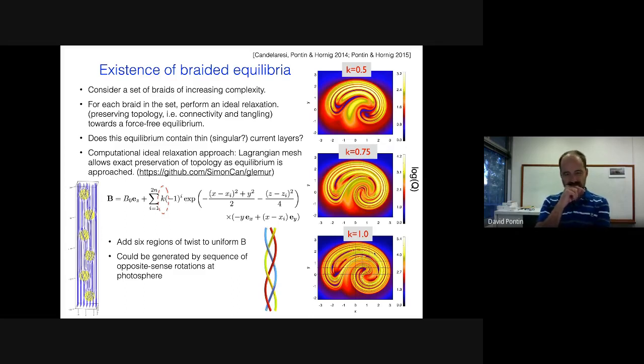All right, so what we're going to do is take a series of different initial magnetic fields, which are increasingly more and more tangled, and we're going to relax each of them towards an equilibrium and look at what the current density looks like in the equilibrium.